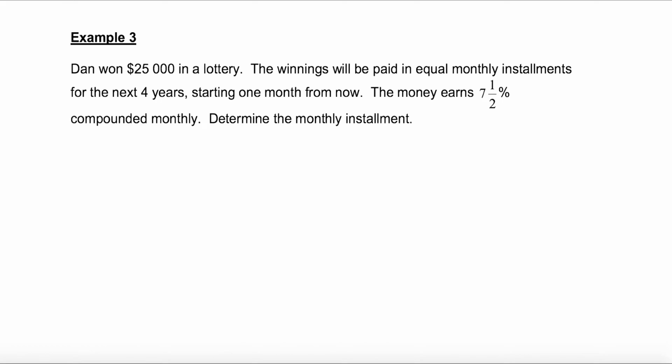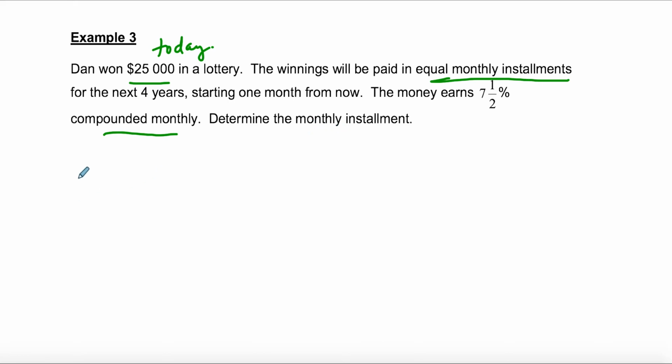Okay, last example, just something to show you as well. Dan won $25,000 in a lottery. That's today. Okay, he won money, let's say today. The winnings will be paid in equal monthly installments for the next 4 years, starting 1 month from now. So the money earns 7.5% compounded monthly, and he's going to get monthly payments. So if those match, it's a lot easier.